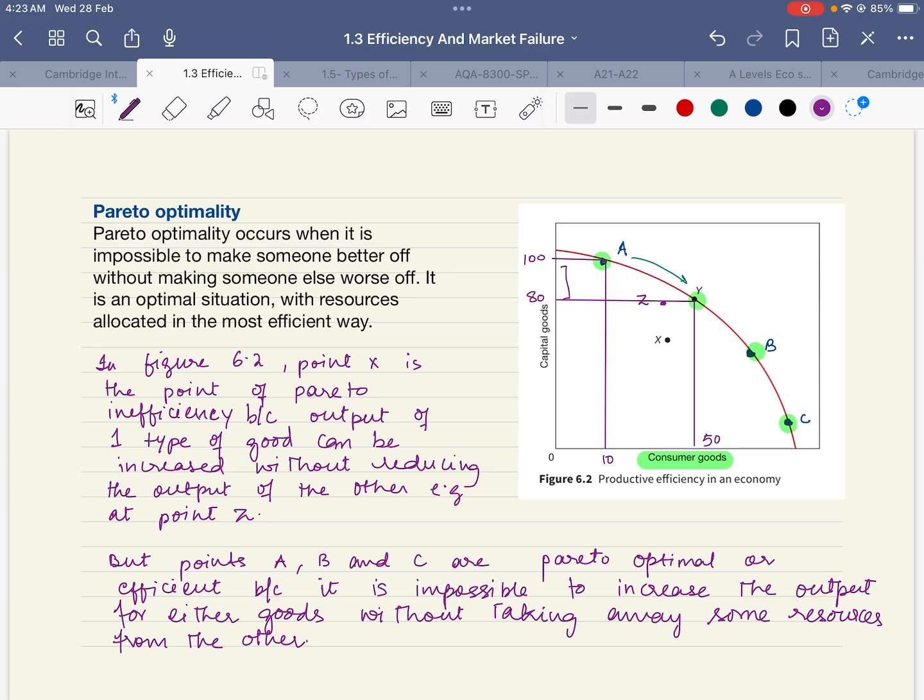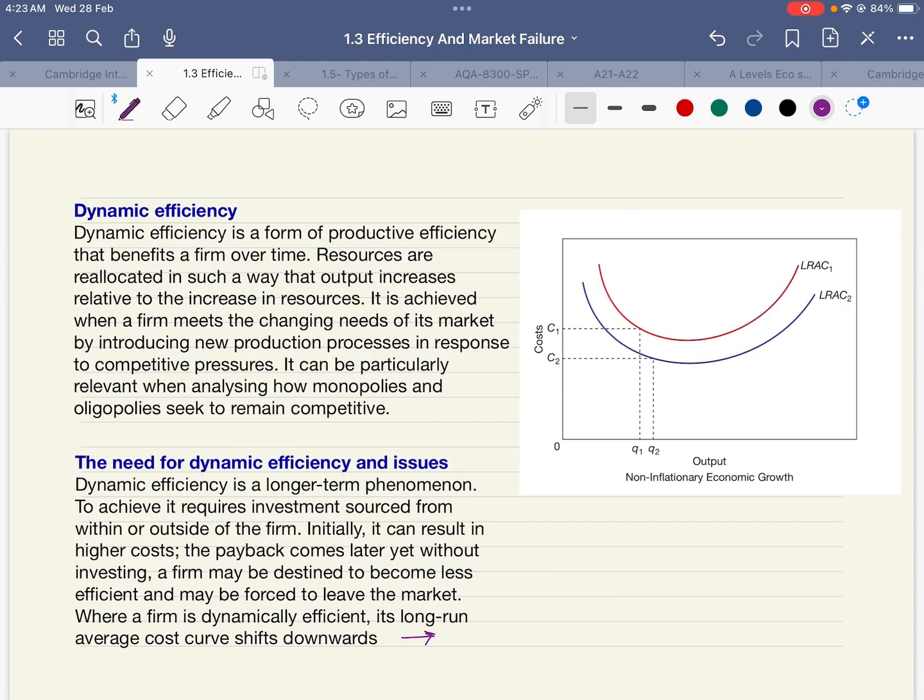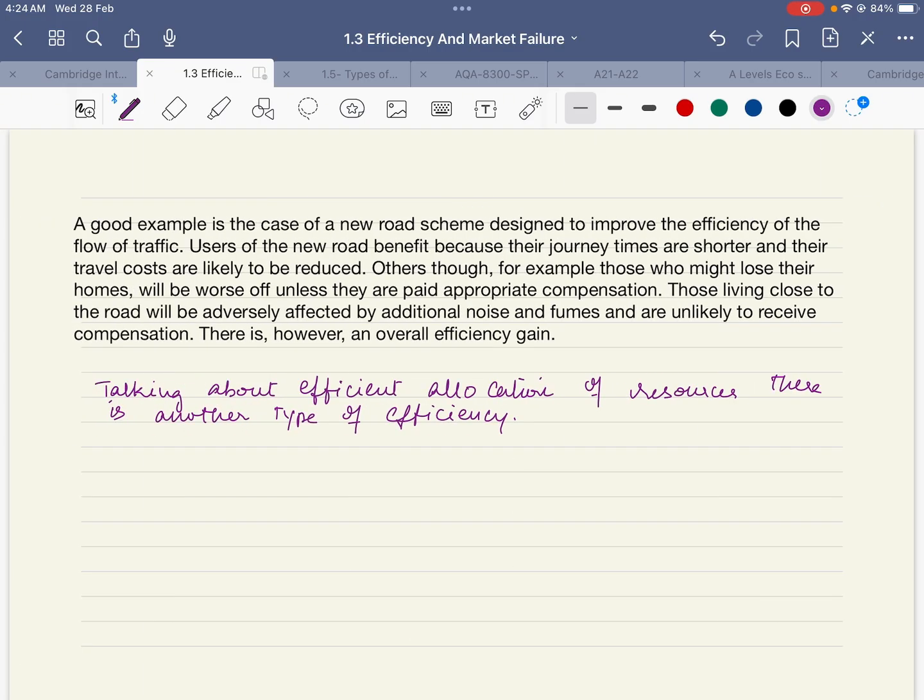When the economy is acting in a Pareto efficient manner, it means that they are attempting to achieve, or they are on a point where they have allocative as well as productive efficiency. Talking about efficiency, there is one more kind of efficiency: dynamic efficiency. Before dynamic efficiency, we can have a look at some example of Pareto efficiency.